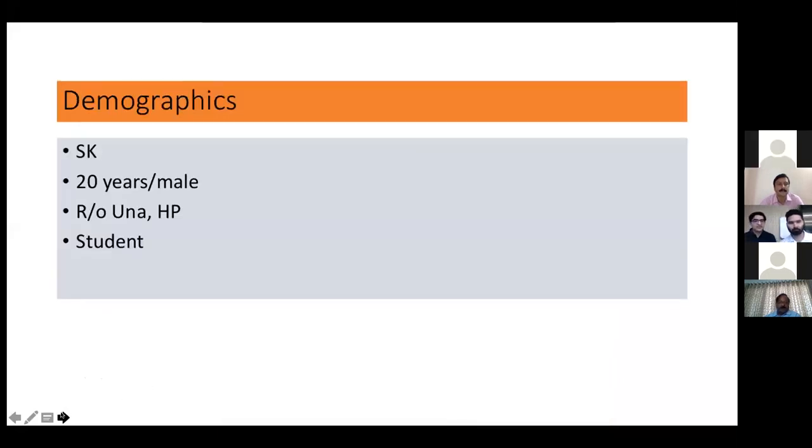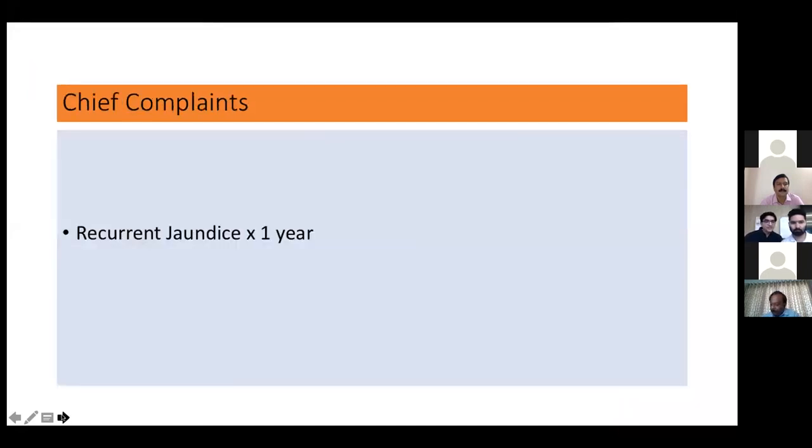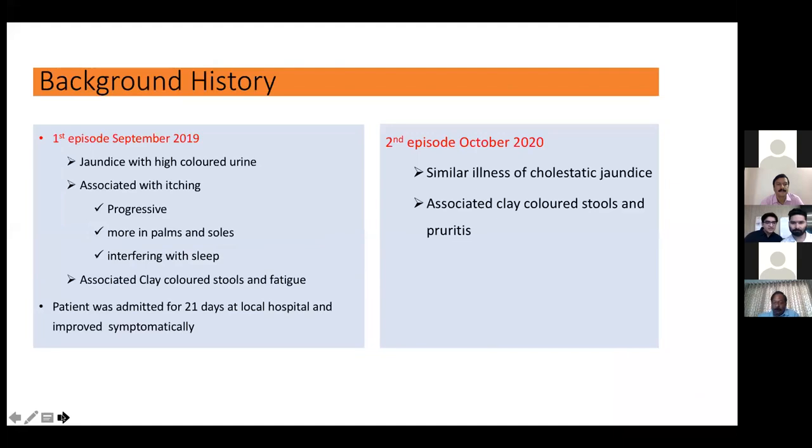Okay, sir, this is our patient, a 20-year-old male, resident of Pune, Himachal Pradesh, and he's a student. His chief complaint was recurrent jaundice since 1 year. Coming to background history, the first episode was in September 2019 when the patient had jaundice with high-colored urine, associated with itching, which was progressive, more in palms than soles, and used to interfere with sleep, associated with clay-colored stools and fatigue. The patient was admitted for 21 days at a local hospital and improved symptomatically. The second episode happened in October 2020, a similar illness of cholestatic jaundice associated with clay-colored stools and pruritus.